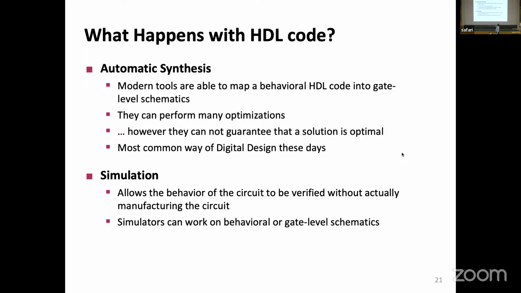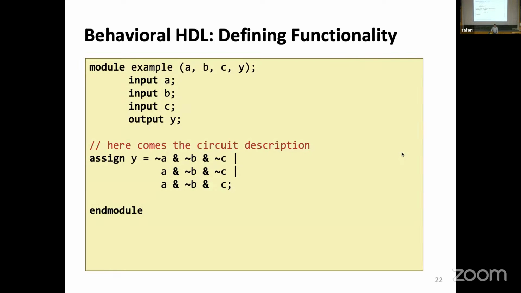Now, this was the structural way. What about the behavioral kind of description? So this is halfway between behavioral and structural, by the way. You can have your same circuit, A, B, C, Y, and now you describe the circuit. And this one is actually a product of sums. We will see what they mean, but this is not A and not B and not C, or A and not B and not C, or A and not B and C. And you thought this was over.